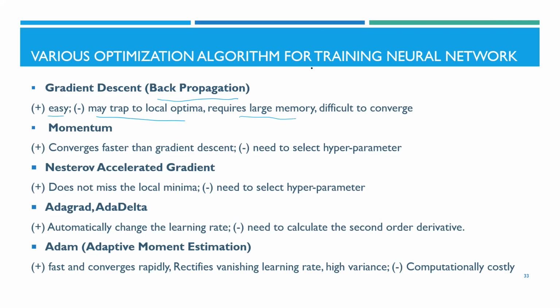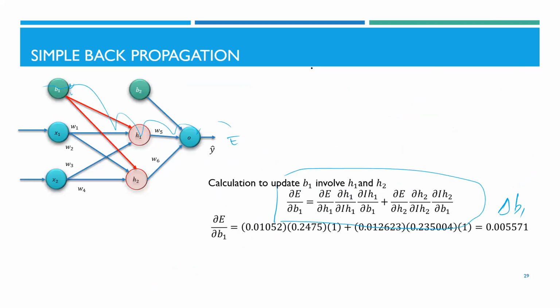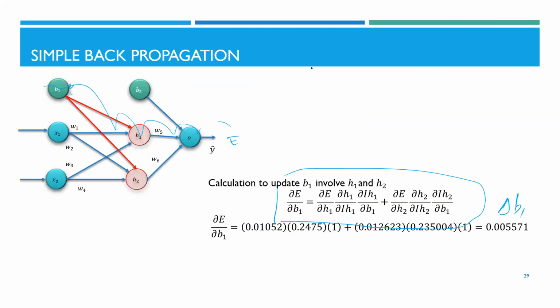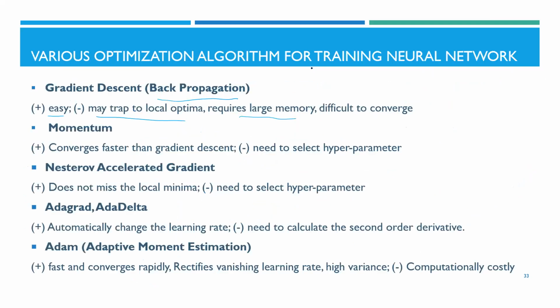You can imagine in our illustration here, there are too many things that we have to calculate. This is only one hidden layer. You can imagine if you have many hidden layers with many nodes and many inputs, the process will be, the steps are easy, but it uses a lot of memory in the computer. And sometimes it's difficult to converge.